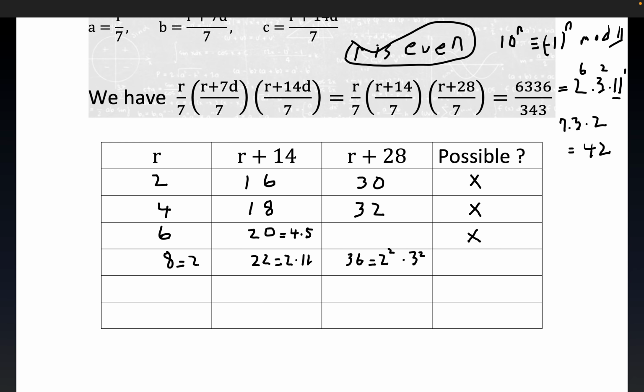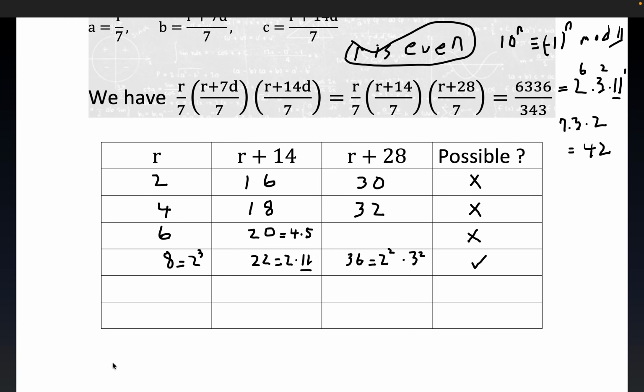And lo and behold, we have 3 copies of 2. Another copy of 2 is 4. So we have 2 to the 6. You see, 2 to the 6 is required. And then also notice that we have 3 happening twice, just like we need. And then we do have 11 right here, right? So this has to be our answer.